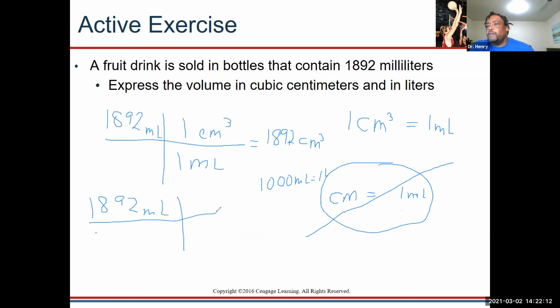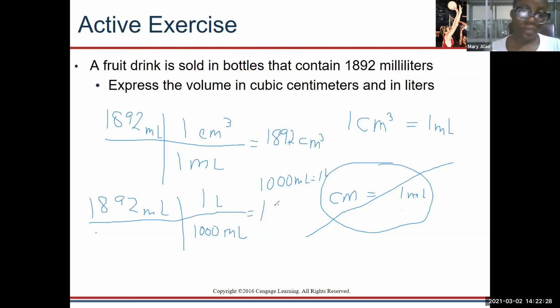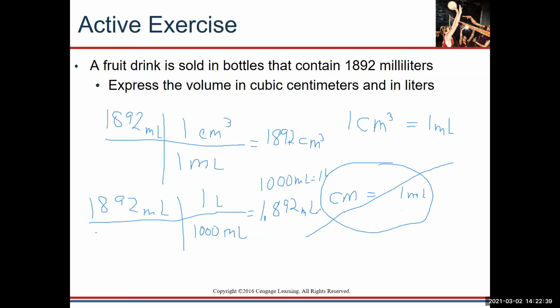Okay, so what's going on top? What's going on bottom? 1,000 milliliters on the bottom, and 1 liter on top. So we get 1.892. Piece of cake? Easy.